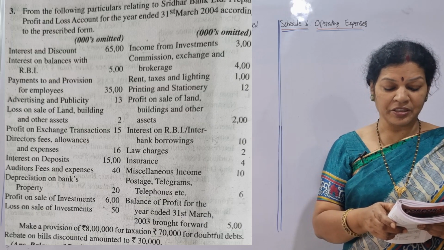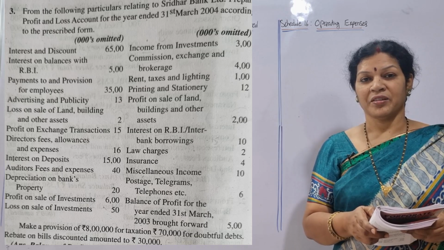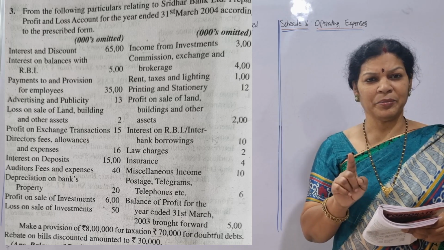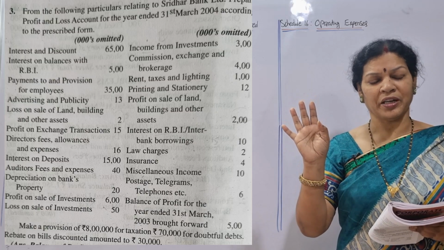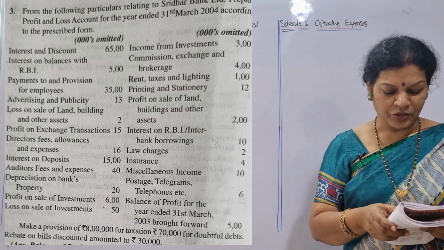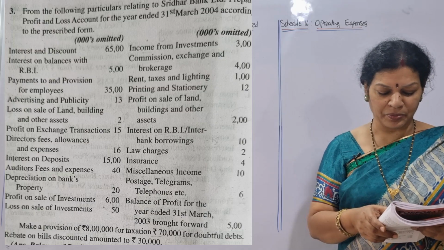And miscellaneous income, schedule number 14, other income. Only interest income is schedule number 13. Any income, schedule number 14, other income. Next, postage, telegram and telephones, this is schedule number 16, operating expenses.